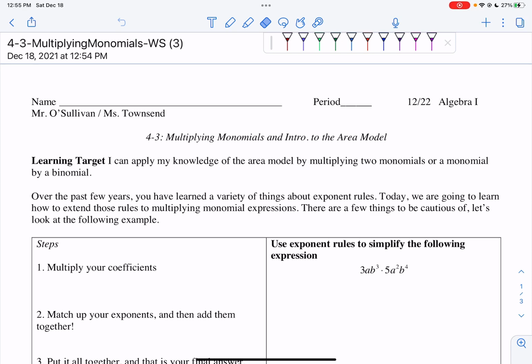Hi ladies, this is lesson 4-3, multiplying monomials, an introduction to the area model, which we will actually call something a little differently when we get back from break. Well, you'll learn something differently over the break.